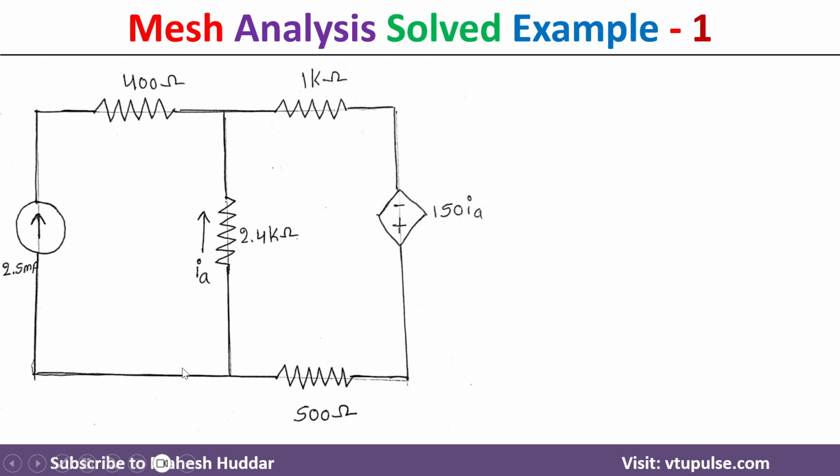As you know, for the mesh analysis, for each loop we need to assign the current. For the first loop, we will assign current as I1. For the second loop, we will assign the current as I2.